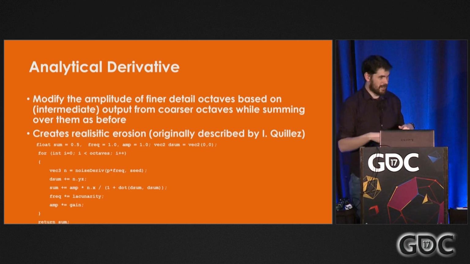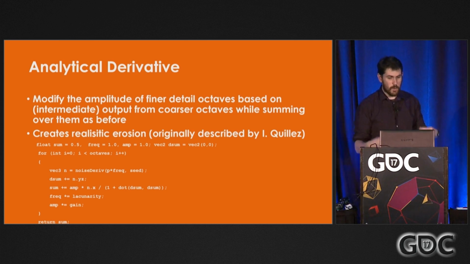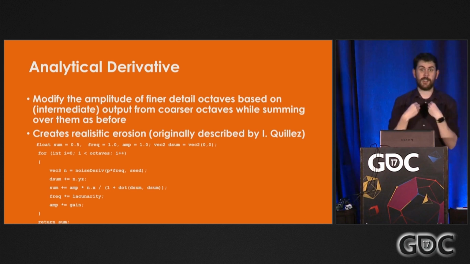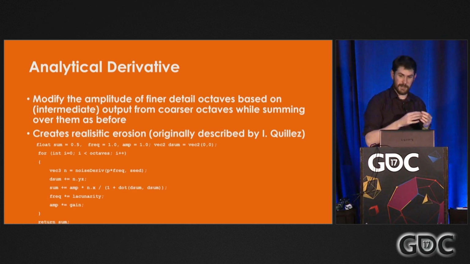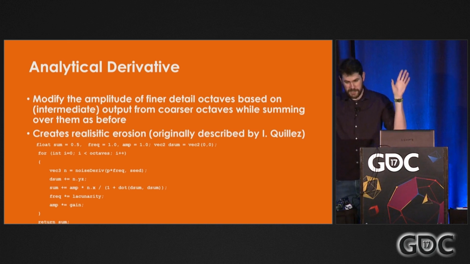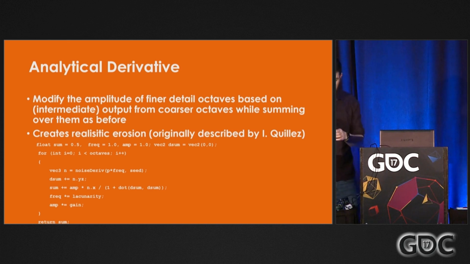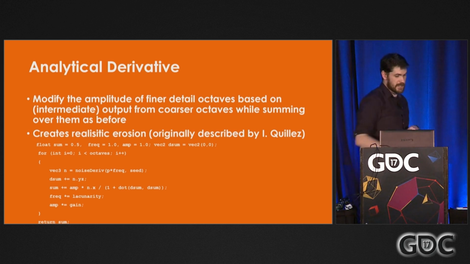We also need the analytical derivative returned from this uber noise function. So even after it's calculated all this billow and ridge and so on, we need to know that analytical derivative so that we can feed it further into other things.